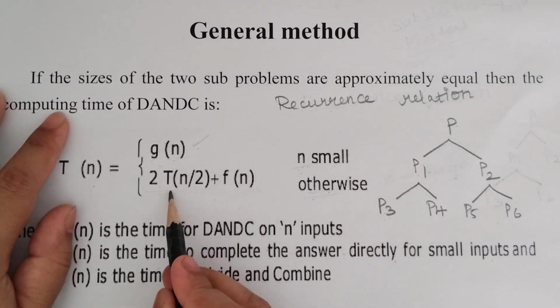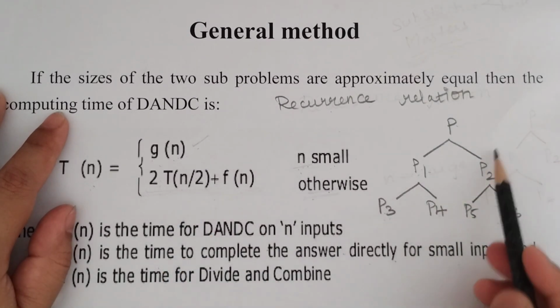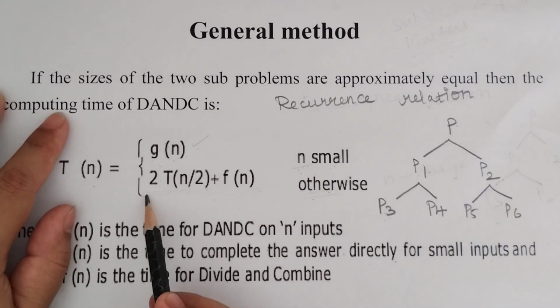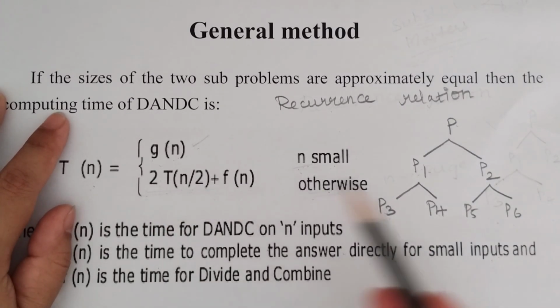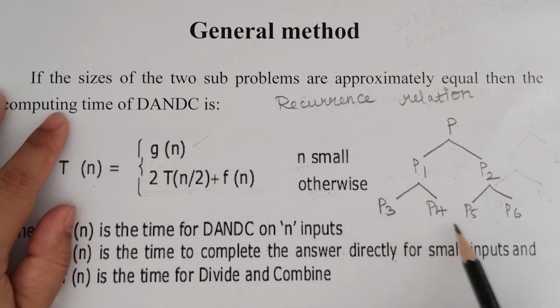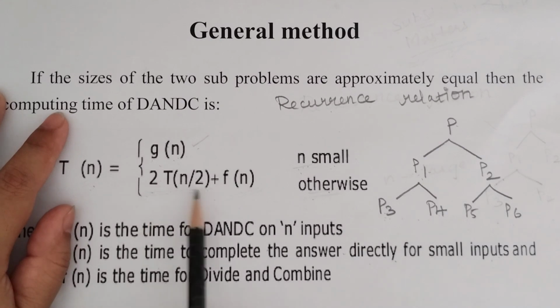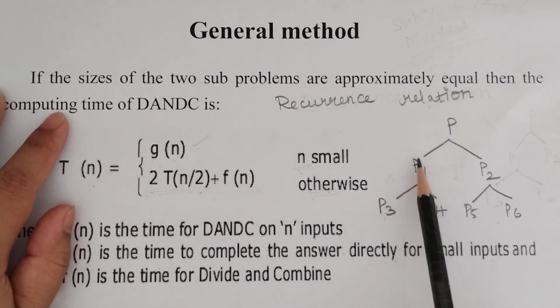So that is why it is given as T of n divided by 2, which means totally two divisions are happening here. So this represents the time taken to process these sub problems, to find the solution for these sub problems. That is what is given here. This is the time taken to find the solution for the sub problem.